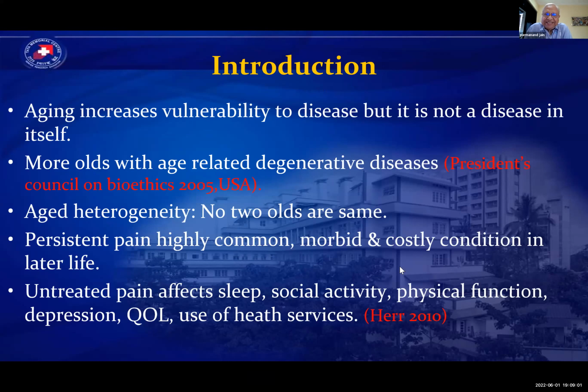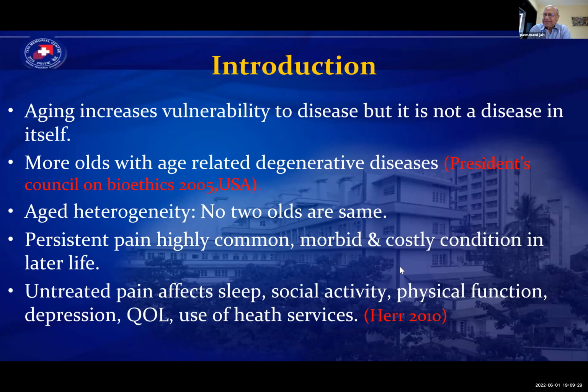So aging increases the vulnerability to disease, but it is not a disease in itself. Even no two old people are the same. Some people of 70 are as fit as 50, and some are not as fit, as they are too old. As you must have seen, diabetes adds 10 years to your age. So that's age heterogeneity, which also exists.